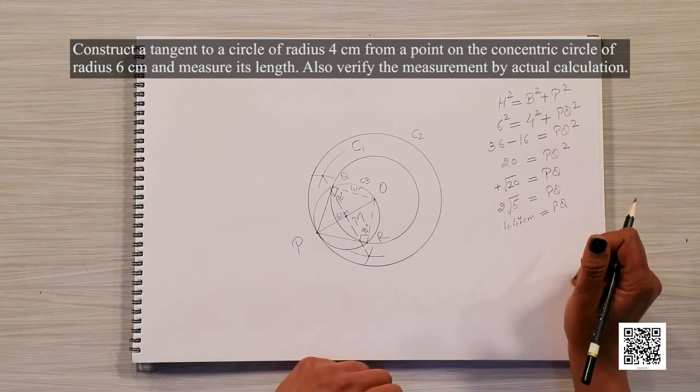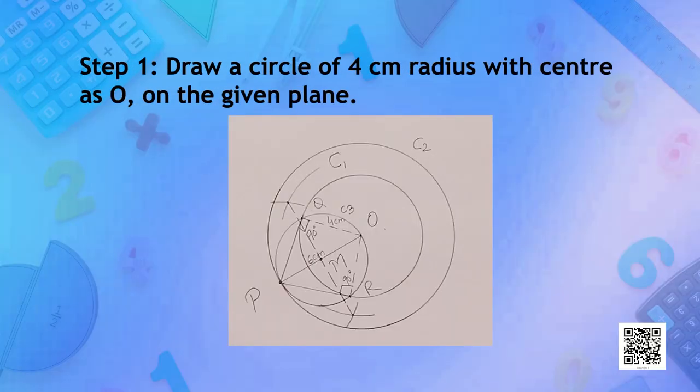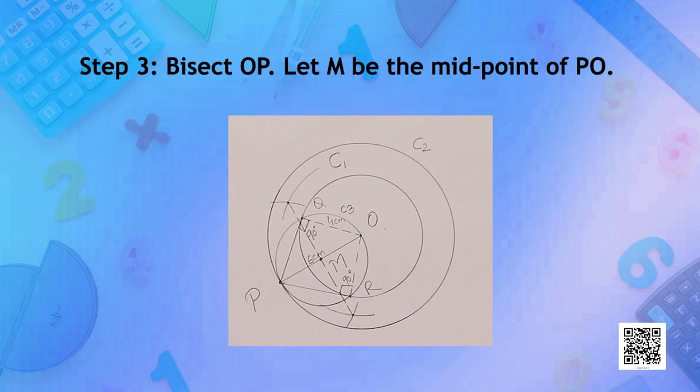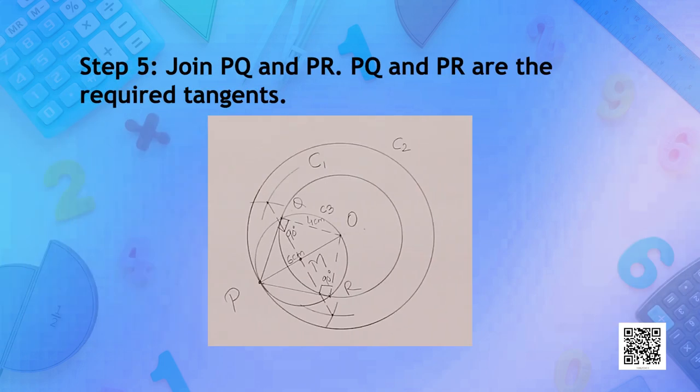So, we have drawn a pair of tangents to circle C1 through a point P lying on C2. Let us see the steps of construction. So, the first step will be to draw a circle of 4 centimeter radius with center as O on a given plane. Then draw a circle of 6 centimeter radius taking the same center O and locate point P on the second circle. Bisect OP, M will be the midpoint of OP. Then taking M as center and OM as radius, draw a circle. Let it intersect the circle C1 at the points Q and R, join PQ and PR, then PQ and PR are going to be our required tangents.